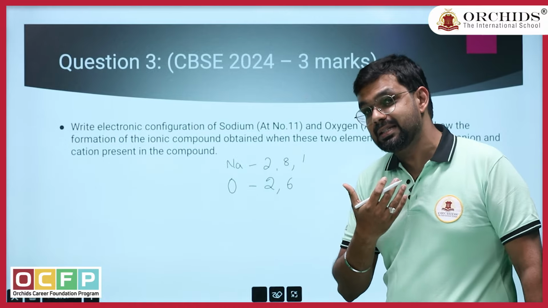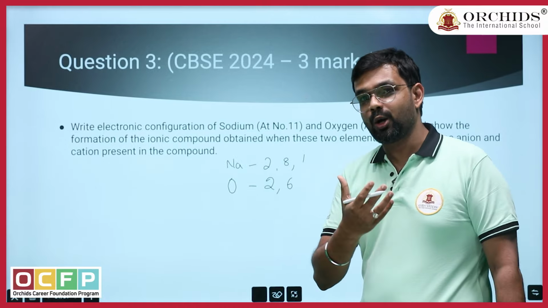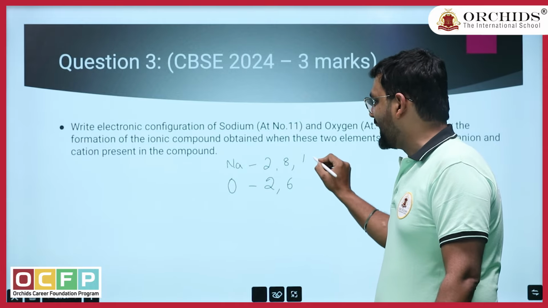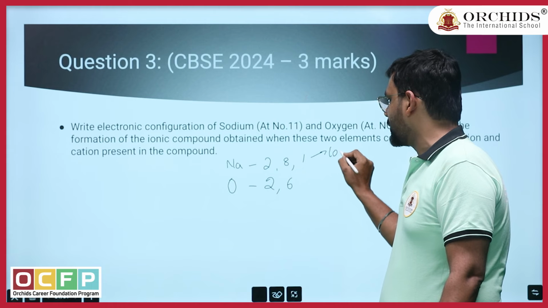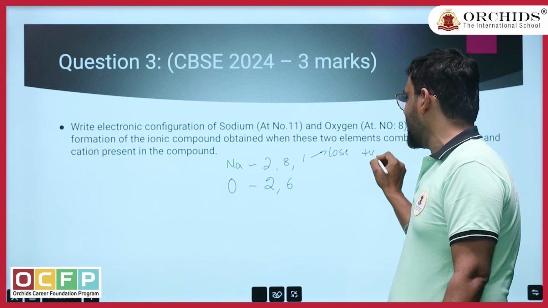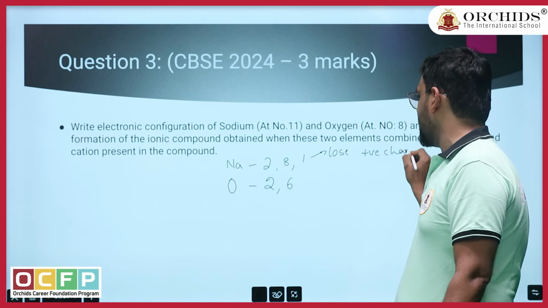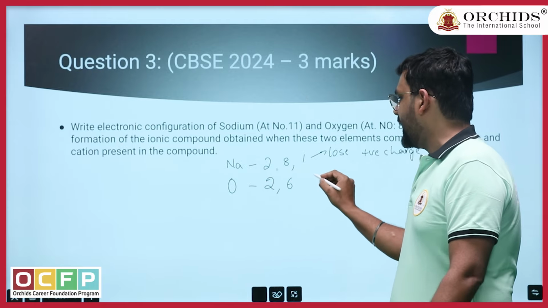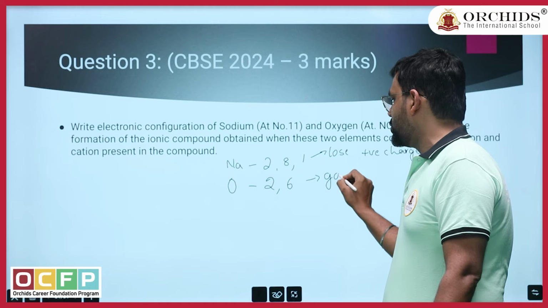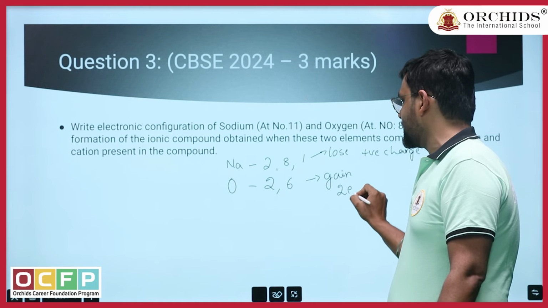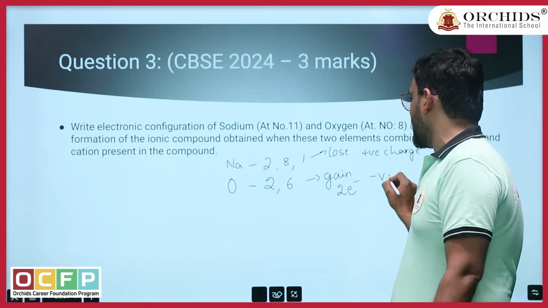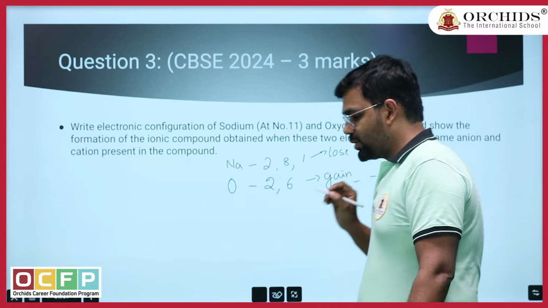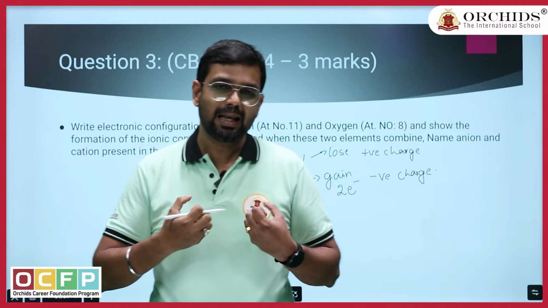In order to attain stability, that is to gain the electronic configuration of an inert gas, sodium can lose one electron and gain a positive charge. Correct? While oxygen, in order to attain stability, can gain 2 electrons and attain a negative charge. So gaining of electrons is basically gaining negativity.